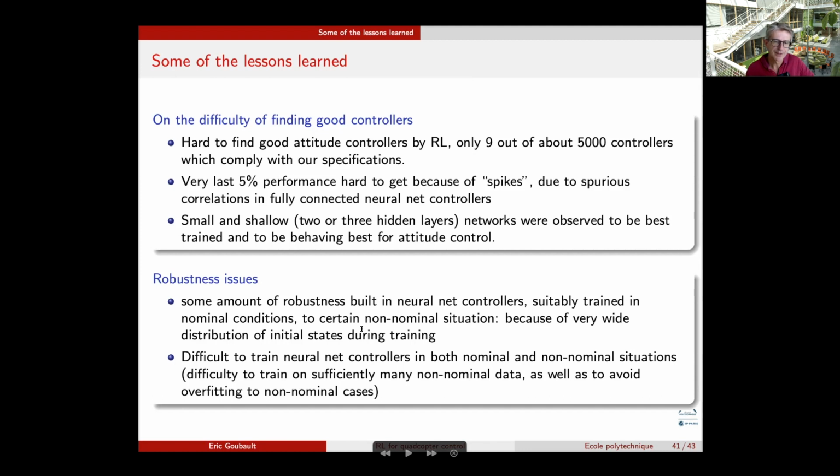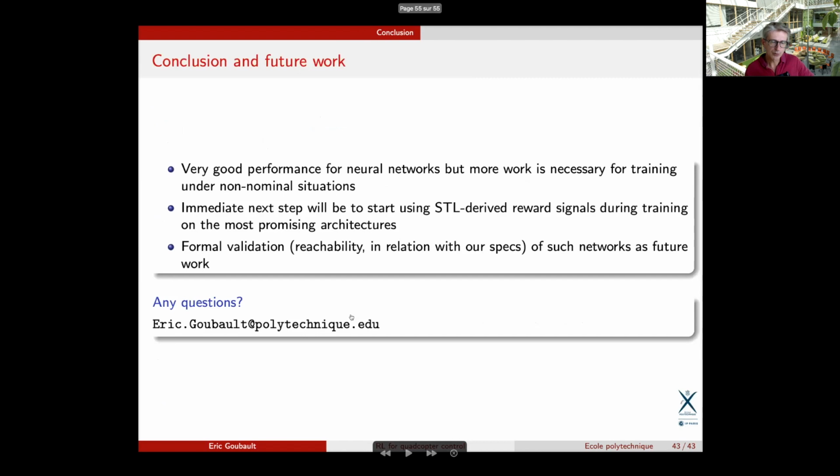What we observed was that we had to balance things between training on sufficiently many non-nominal data, but avoid overfitting to these non-nominal cases. And we never quite solved this balancing problem, and further work is needed on this. So the conclusion: these neural net controllers are very good controllers indeed, very robust. That's really the hope we had for these neural net controllers. Of course, they depend on many more coefficients than basic PID controllers, so they can encode many different sorts of situations, but still some more work is necessary for understanding how we can improve the situation by training under non-nominal situations.